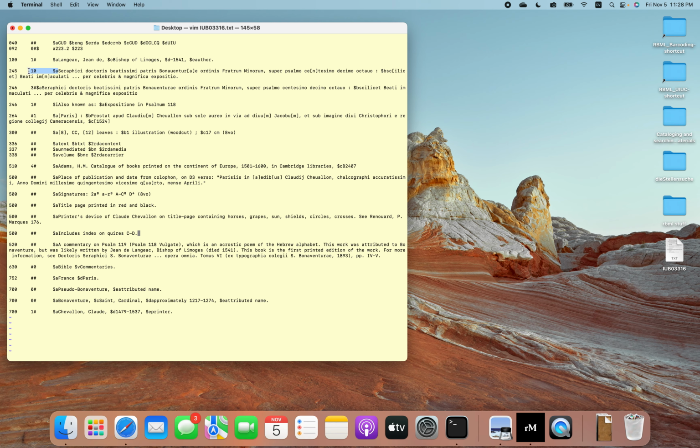And then 0 just means there are no filler words or articles at the beginning. So here's the finished transcription. Centesimo decimo octavo. And then the B here basically splits up the main part of the title from the extra part. That's what we use the B for.